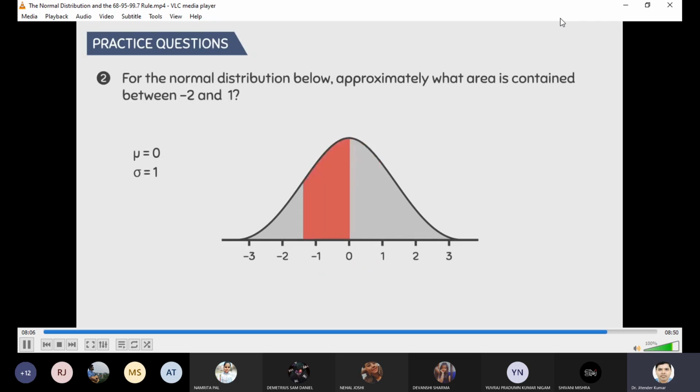The next half goes from 0 to -2, but we know that within two standard deviations from the mean, we have an area of 95%. Dividing this by 2 gives us the area from 0 to -2, which is equal to 47.5%. And finally, to get the total area contained between -2 and 1, all we have to do is add these two areas together. And when we do, we get a total area of 81.5%.